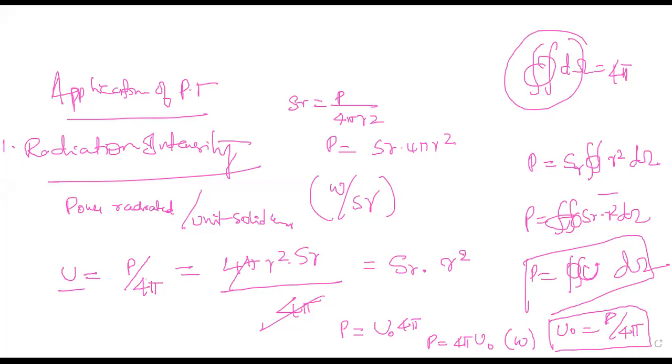Take down a problem regarding this. A short dipole antenna with hemispherical radiation pattern has an average power density SR equal to R cap A naught sine square theta by R square watt per meter square.